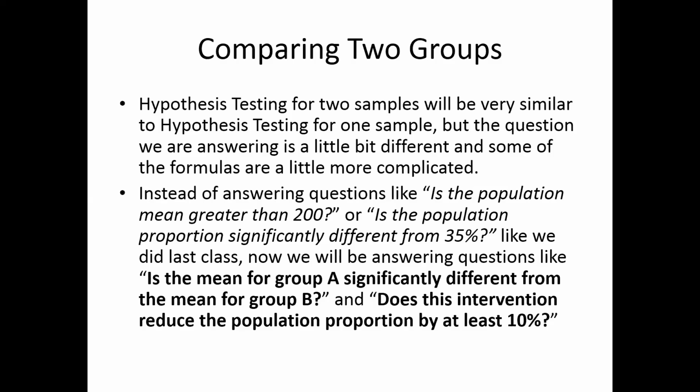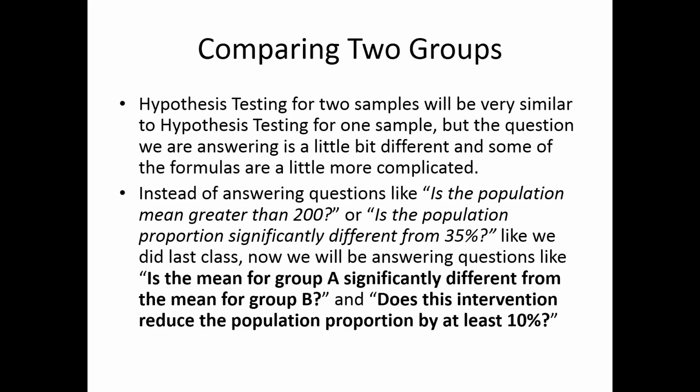So instead of answering questions like we did last week, where we were talking about is the population mean greater than 200, or is the mean scoop size larger than 108 grams or whatever, those sorts of hypotheses. Now we're going to have hypotheses that are talking about two different populations and comparing them to each other. So it could be, is there a difference in the average scores between men and women taking this test?